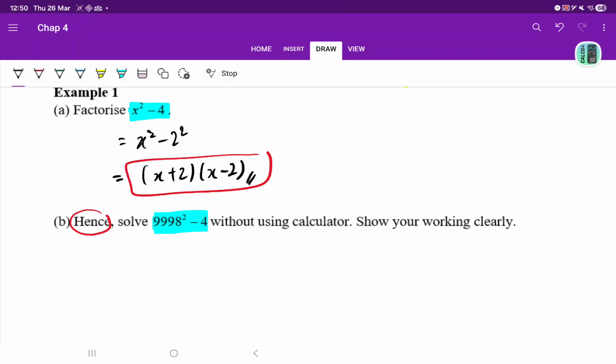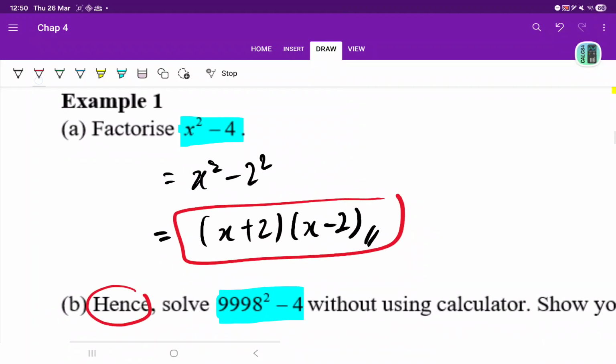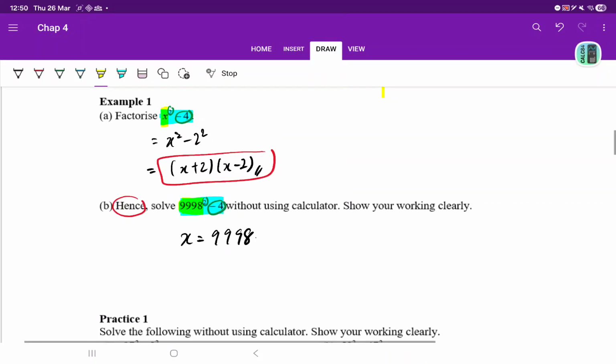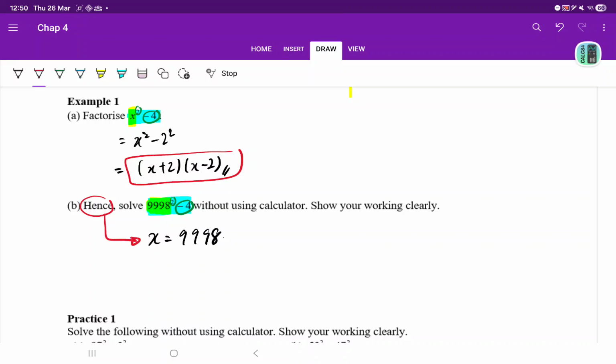The most important thing is that x is equal to 9998. You look at the two blue highlighted segments. I'll go slower here. If I zoom in, let's go in order of what Jane said. They both have minus 4. That's true. They both have square. That is also true. And finally, the one that's most important is that the alphabet x itself is actually 9998. So I need you to write this one down because this is the hence. You are trying to apply what you did in A to solve B by putting in a specific number.